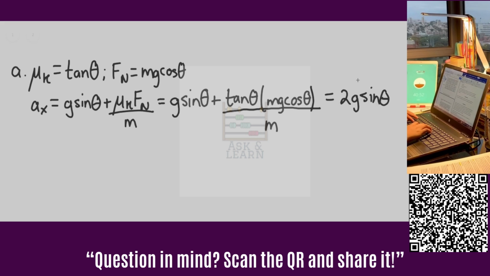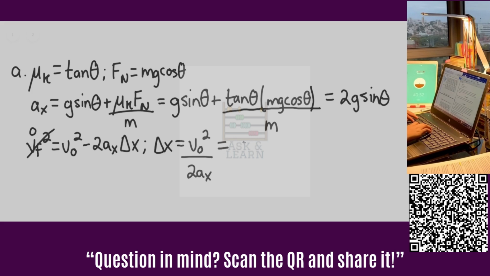And so we can say that the distance the block travels can be found using linear kinematics, where the final velocity squared equals the initial velocity squared plus 2 times, rather in this case, minus 2 times the acceleration in the x direction multiplied by delta x. And so to find delta x, this would be equal to the initial velocity squared, given that the final velocity is 0, divided by 2 times the acceleration in the x direction. This is equal to the initial velocity squared divided by 4g sine of theta. And so this would be our answer for part A.